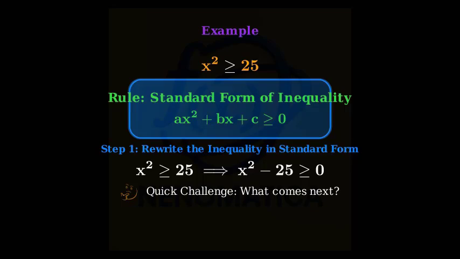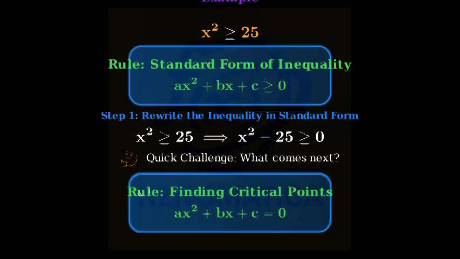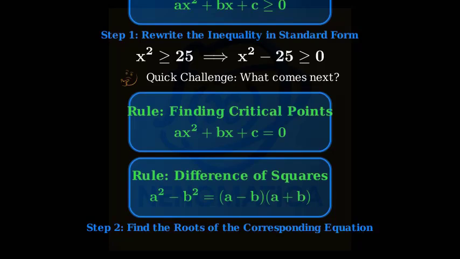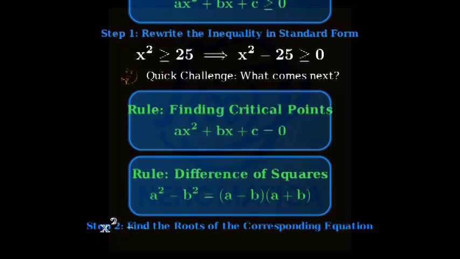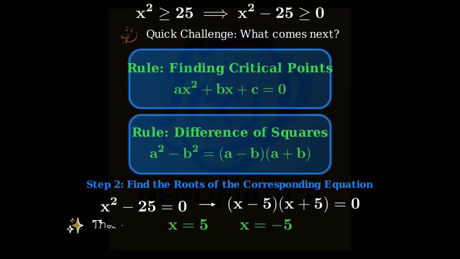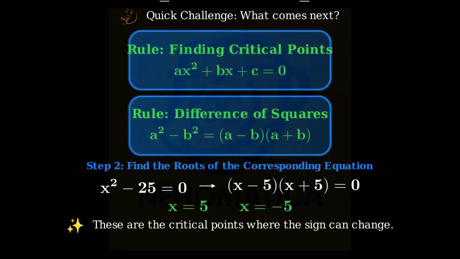Step 2. Find the roots of the corresponding equation. We use the equation ax squared plus bx plus c equals 0, and the difference of squares formula, a squared minus b squared equals (a minus b)(a plus b). So x squared minus 25 equals 0 factors into (x minus 5)(x plus 5) equals 0. Therefore, x equals 5, or x equals negative 5. These are the critical points.